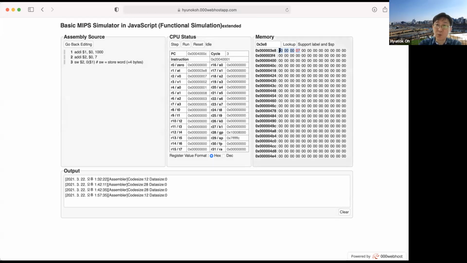Okay, someone is asking me why the 07 is located in the fourth place, not from the 0. Actually, the store instruction is not storing just the 07. It is storing the whole value. 00000007 is stored. So these 32 bits, 4 bytes, are stored into this memory. The store word instruction is storing one word into the main memory.